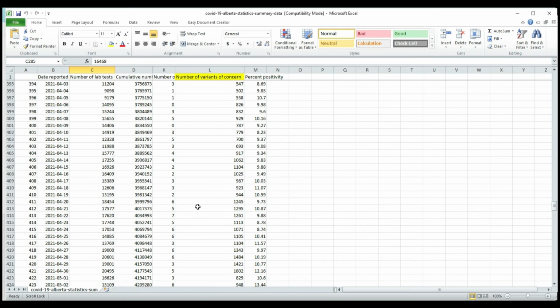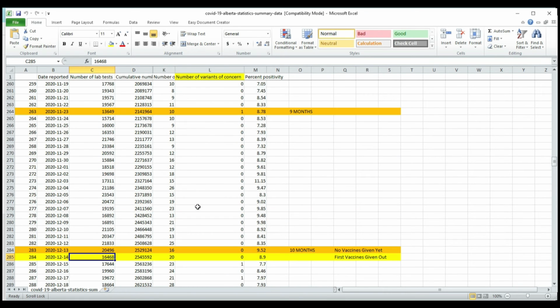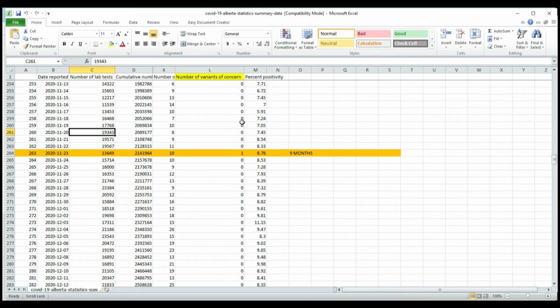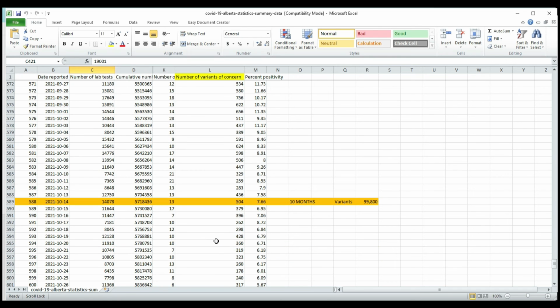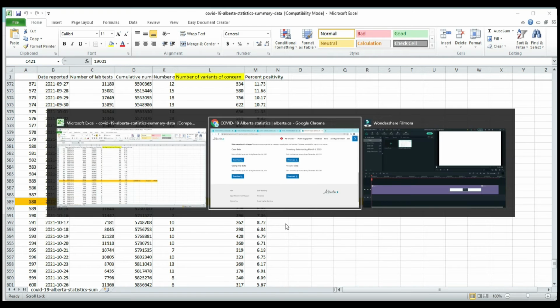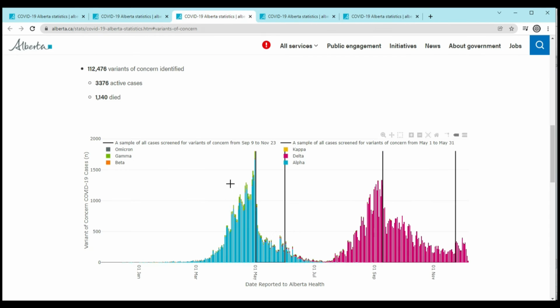Now please note here that if we go back up, we can see that 19,000 tests were performed on November 20th, 2020, and no variants were found. Now if we go down into 2021, here's 19,000 tests performed and they found 1,421 variants. May, hundreds and hundreds and hundreds. It backs off a bit in June, July, but then it starts to grow again. The first 10 months, one variant of concern. The following 10 months, up to October of 2021, 99,800 variants. And now the total for their variants is 112,000.